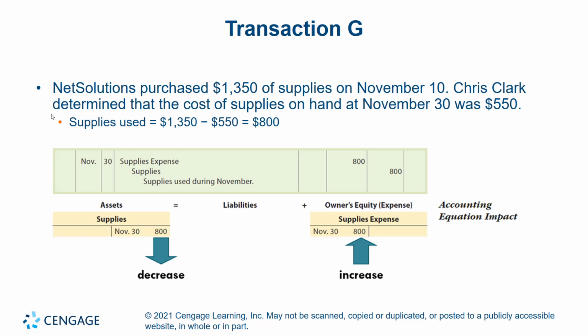The asset on the balance sheet is reduced, it's transferred to the income statement, and we recognize the expense so that it impacts the bottom line. It reduces the earnings of the company.